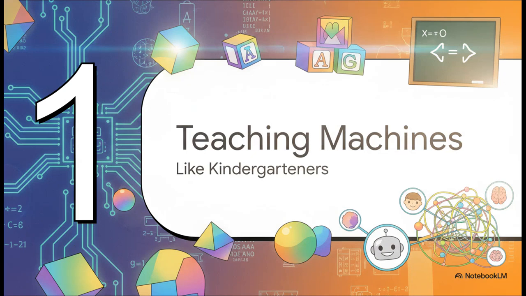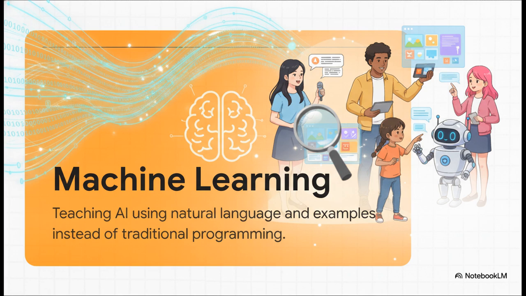Section 1. Teaching machines like kindergartners. Think about how we used to deal with computers, right? We'd have to program them manually, writing lines and lines of rigid code in languages like Python or Java. But machine learning completely flips the script. Instead of traditional programming, machine learning is literally just teaching machines by showing them lots of examples. You give the machine tons of data, pictures, text, numbers, so it can eventually recognize patterns and replicate them. Honestly, it's exactly how you teach a toddler with flashcards.